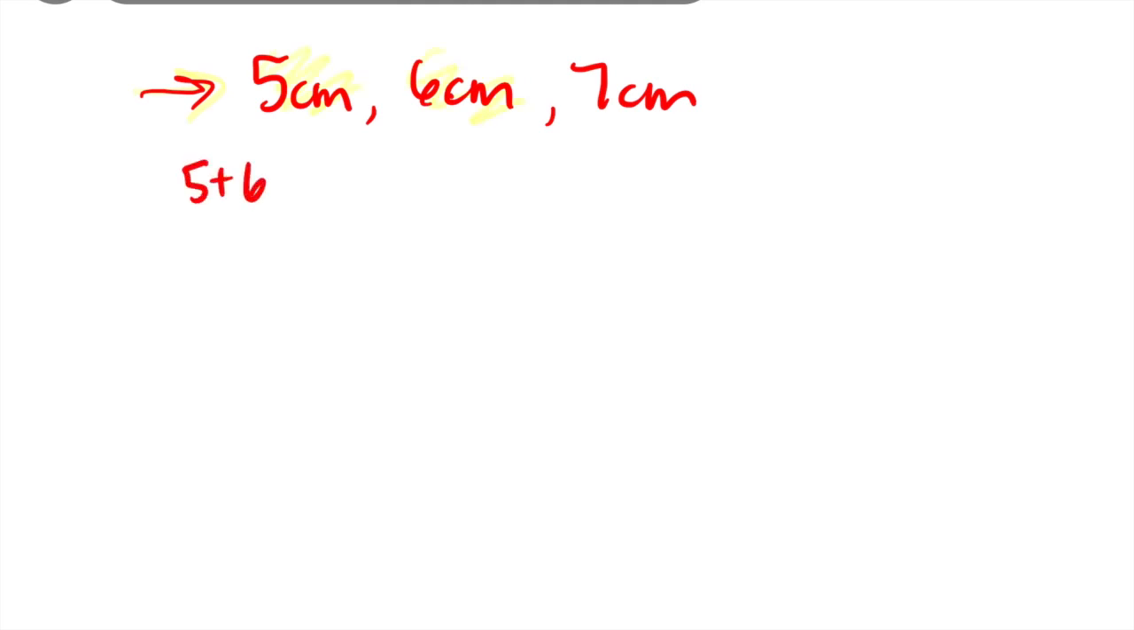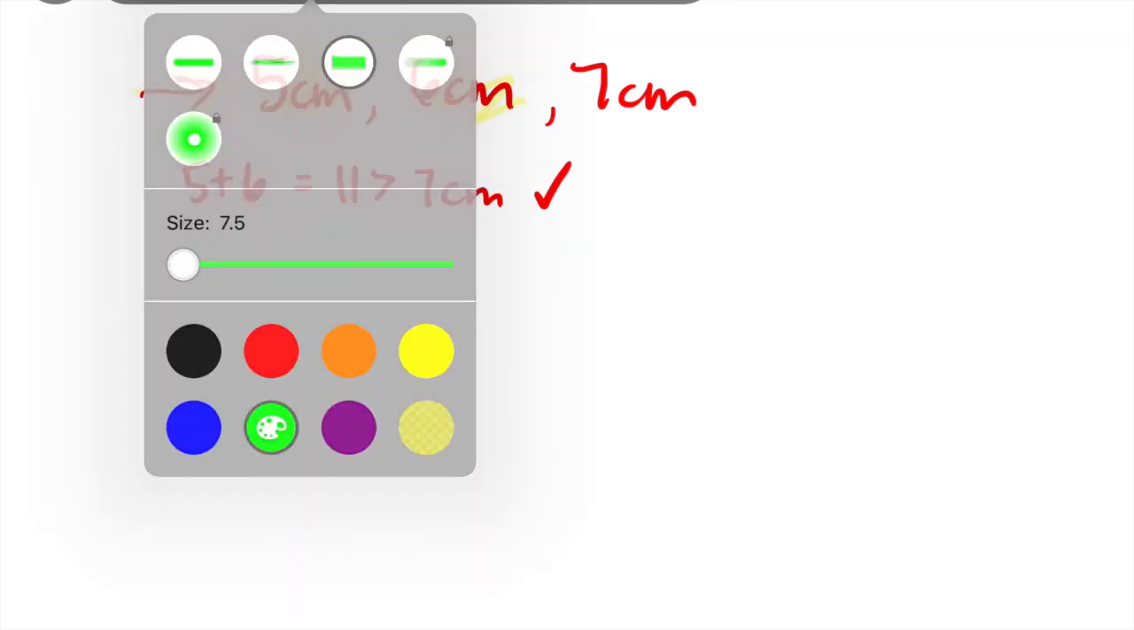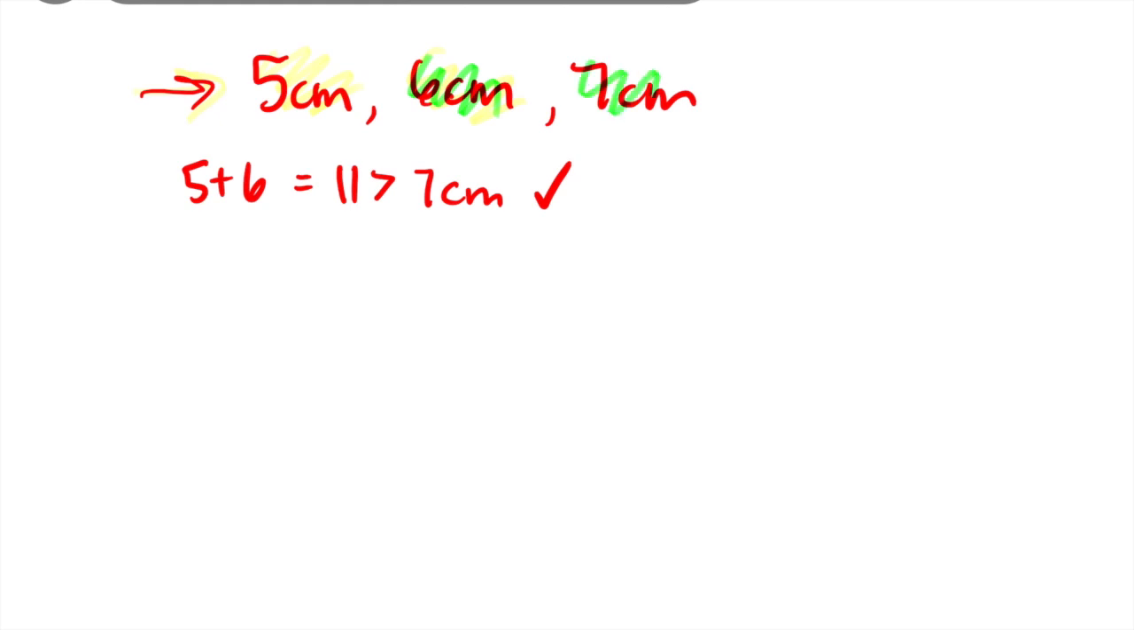So if we have 5 plus 6, that gives us 11. Is 11 greater than that third side length, 7 centimeters? Yes, it is. So we're good with those two side lengths. Next, let's check 6 plus 7. We know that is 13. And the third side length then is 5 centimeters. So is 13 greater than 5? Yes, it is. So those two side lengths check out.